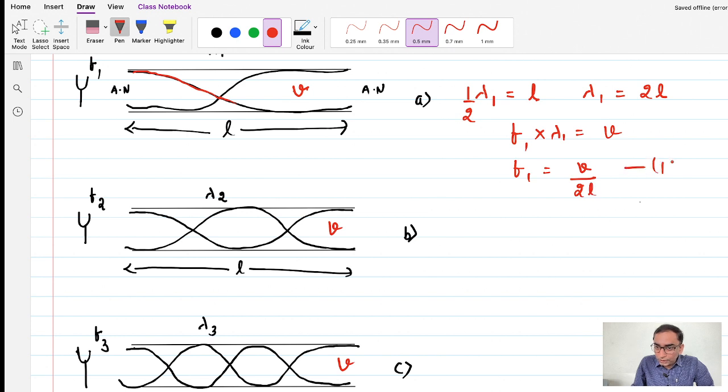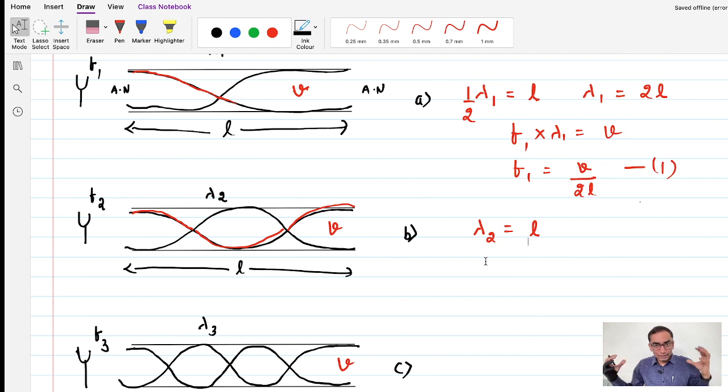So, this is my first equation. Now, in case of this one, this is 1/4 of the wavelength, this is half of the wavelength, this is 1/4 of the wavelength. So, we have one complete wavelength. So, lambda 2 is basically equal to the length. So, one complete wave is getting fit inside the complete length.